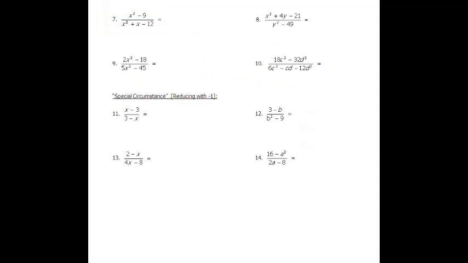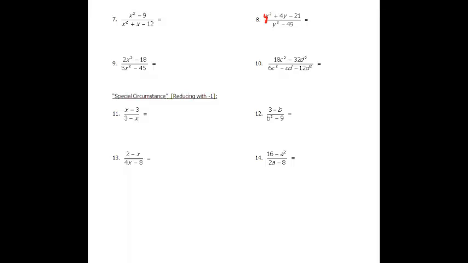Let's try another one. What I'm going to do here is pick one of the more complicated ones, and I'm going to let you guys work on the others. We will come back and do 11 through 14 because that's a special circumstance. Let's take a look maybe at number 8. You should factor both the numerator and the denominator, and hopefully you have a y there and not an x, but if you don't have an x, change it to a y.